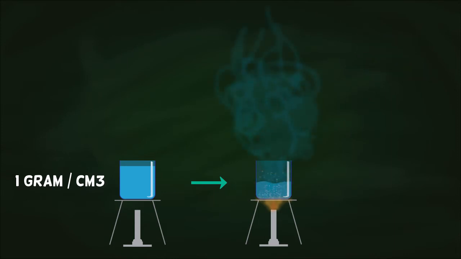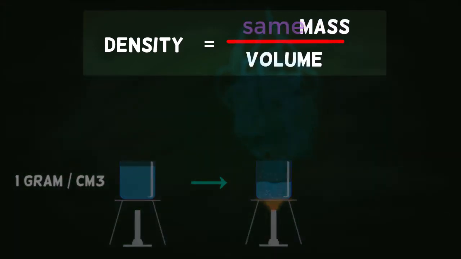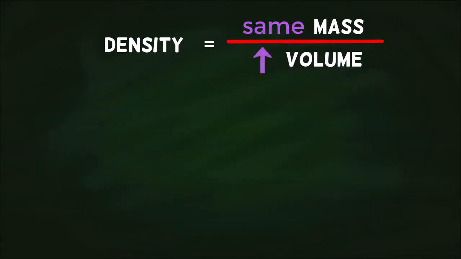Well, let's have a look at the equation here. Density equals mass divided by volume. So the mass is the same because it's the same number of water molecules, but what's changed is the volume. It's increased. Because volume is the denominator in this equation, that is, it's down the bottom here, as it increases, density will do the exact opposite.